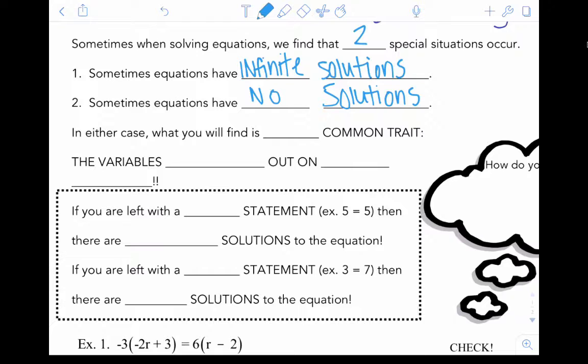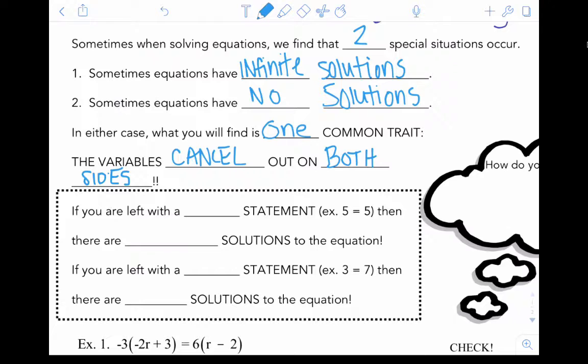However, in both of these situations, in both of these cases, there's going to be one common trait. There's something that they have in common. And that's that the variables cancel out on both sides. So on both sides of the equal sign, your variable is going to cancel out. So as you're going through and you're solving, when you cancel out the variable on one side to move it over to the left side, it's going to end up canceling the variable out on the other side also.